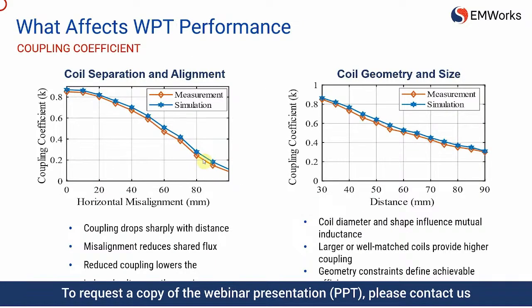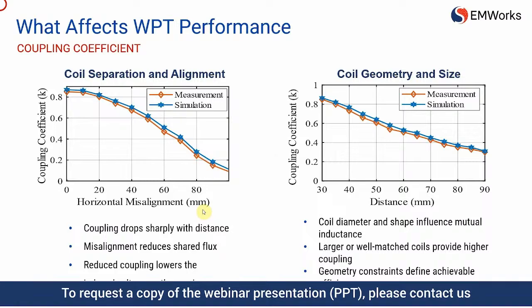One of the most important parameters in wireless power transfer is the coupling coefficient, which shows how effectively the magnetic flux from the transmitter coil links to the receiver coil. As the distance between the coils increases, the magnetic flux linkage becomes weaker. This reduces the coupling coefficient, and as a result, less power is transferred. As can be seen in the distance plot in this slide, the coupling decreases as the separation grows.